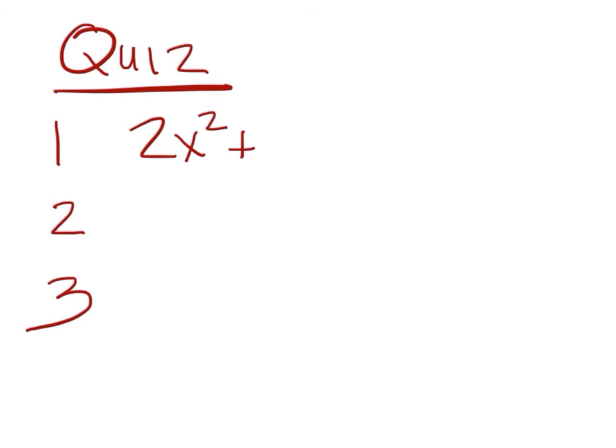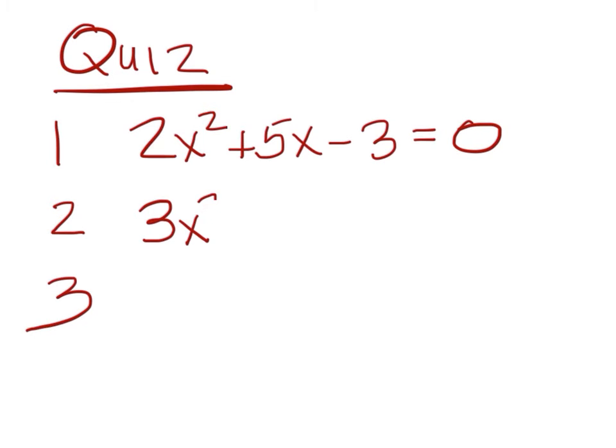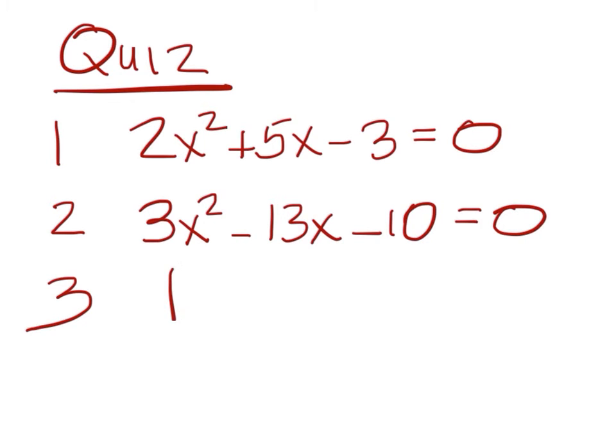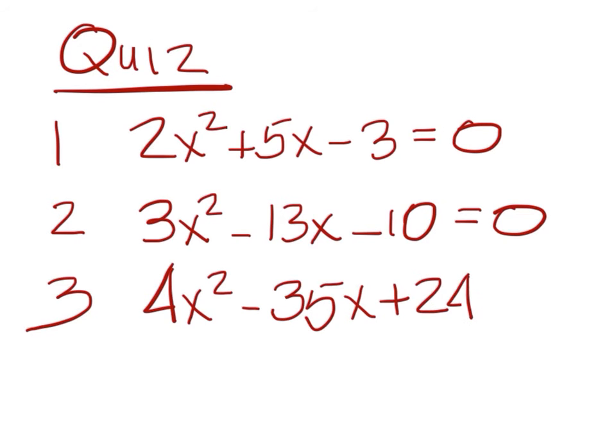For this quiz, it is only worth 10 points, and you can pick any one of the 3 problems here, or you can do all 3 if you're fast enough. The first one is 2x squared plus 5x minus 3 equals 0. 3x squared minus 13x minus 10 equals 0. And 4x squared minus 35x plus 24 equals 0. You can do only one if you want. Pick any one of the 3 and do it. Or you can do 2, you can do 3. Do all of them if you're fast enough.